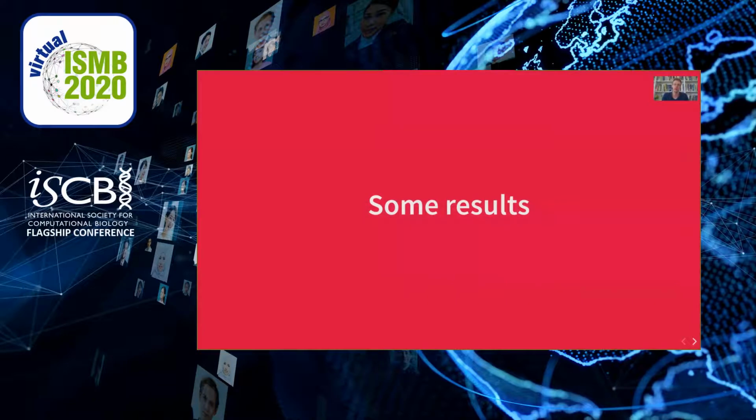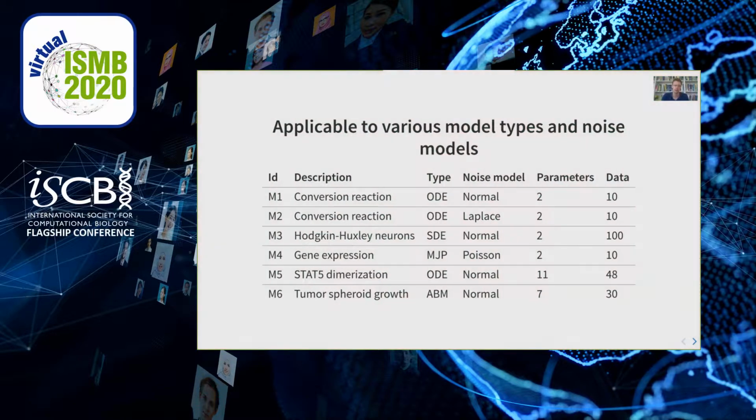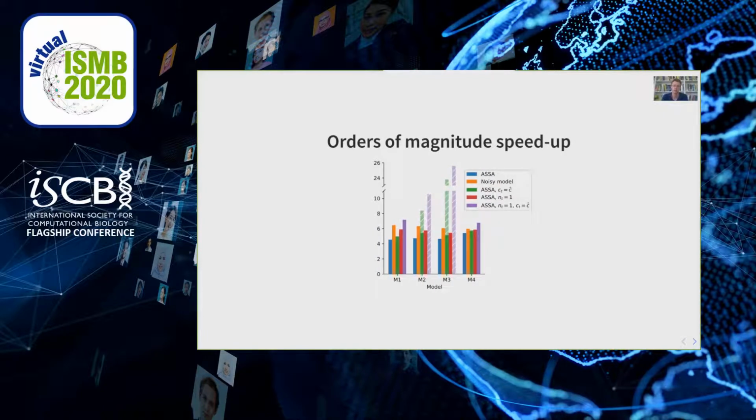Let me continue with showing some results. We applied the algorithm to various model types, including ODEs, SDEs, Markov jump processes, and age-based models, and noise models including normal, Laplace, and Poisson noise. Then we benchmarked the algorithm against various alternatives. So here in blue, we have the proposed ASA algorithm. In orange, the approach where we add noise to the model output, so approach A2 from beforehand. In green, we choose the normalization constant c too high, basically to y equal d. In red, we use a non-sequential approach, so just one generation. And in purple, a non-sequential approach with this too high c value. This is basically an extension of Wilkinson's original approach.